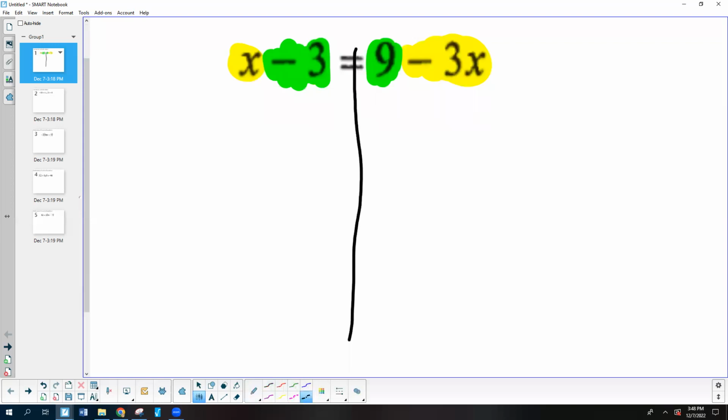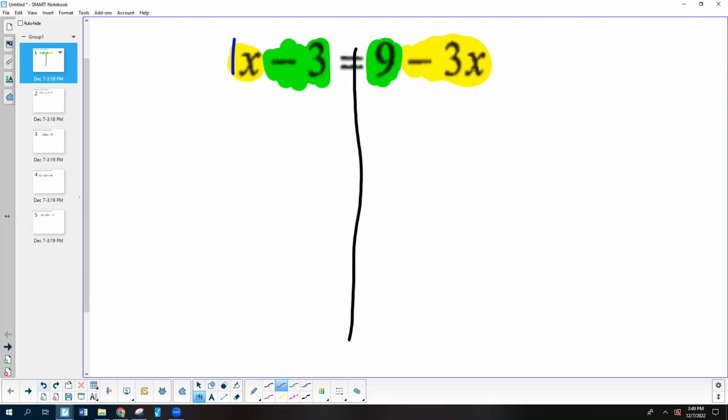Your variables all need to go with each other. What I mean by that is if this is 1x, all of my yellows need to be on one side, all of my greens need to be on the other side. So my first step is going to be to start moving variables to one side. It doesn't matter which variable moves to one side, but I like to advise you guys to start with the smaller variable. So for this one, -3 is smaller.